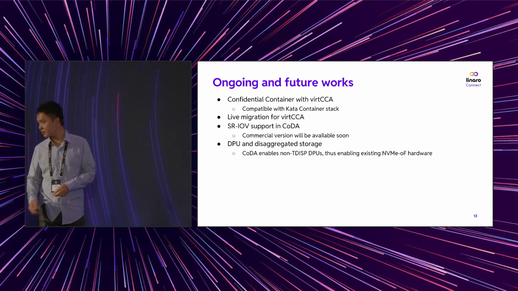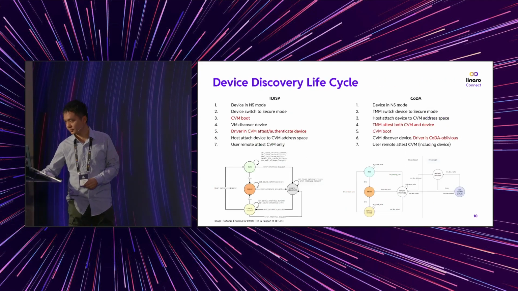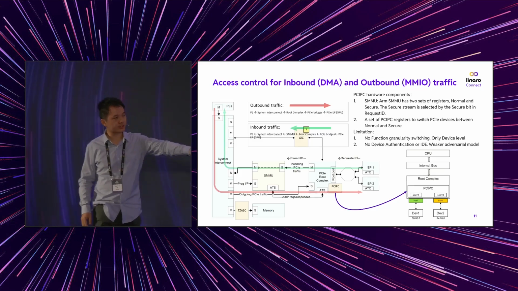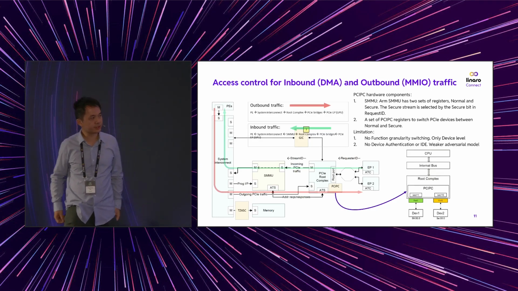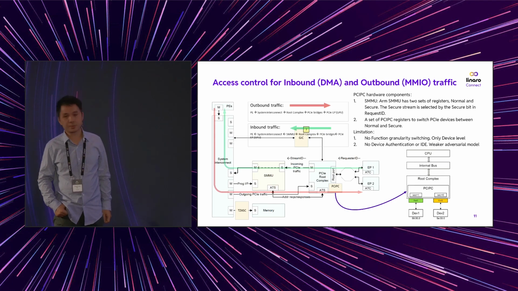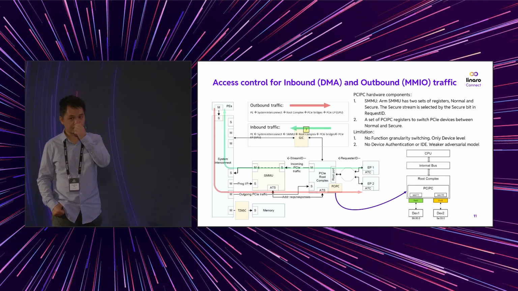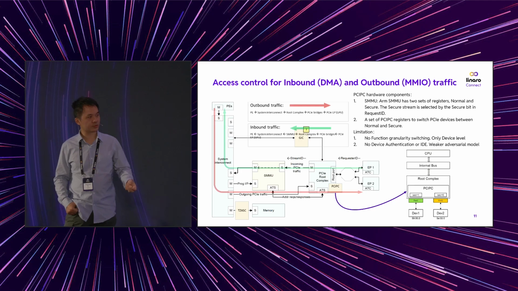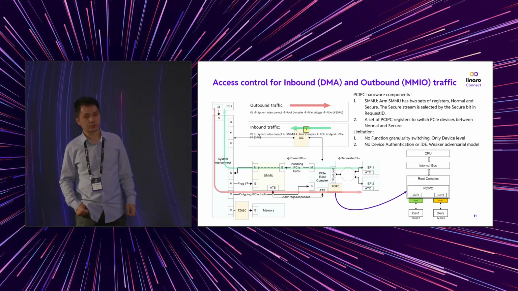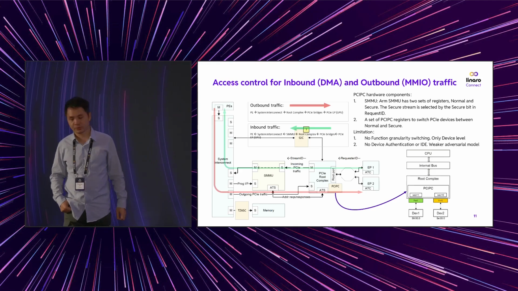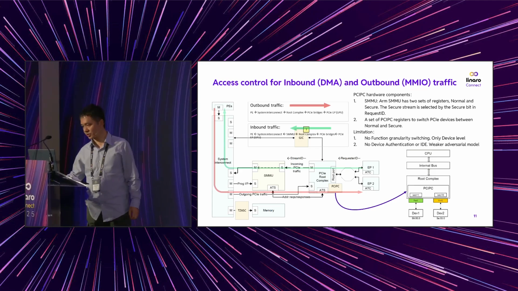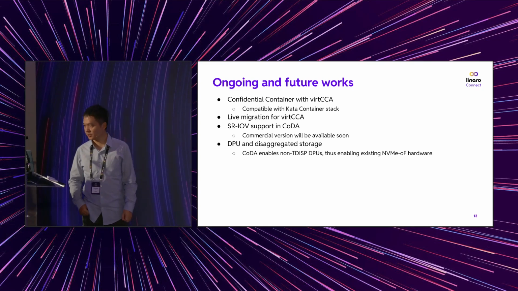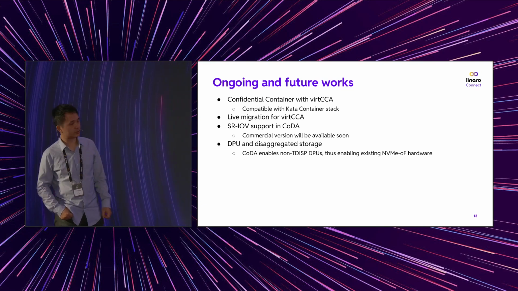Previously in these slides, the register, sec equal to 1, sec equal to 0, is per port or per device. So it's not per function. If there is an SRIOV device, we need to either switch the whole device to the secure world or switch it to the normal world. We cannot switch a VF. So our current work is to support SRIOV, the function level switch of a confidential device. This is through software.